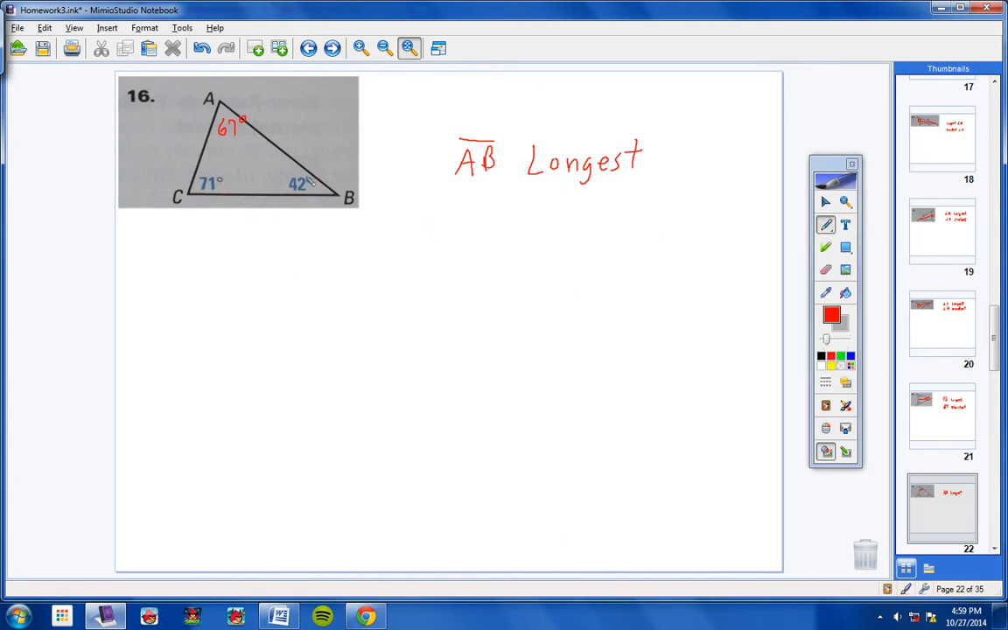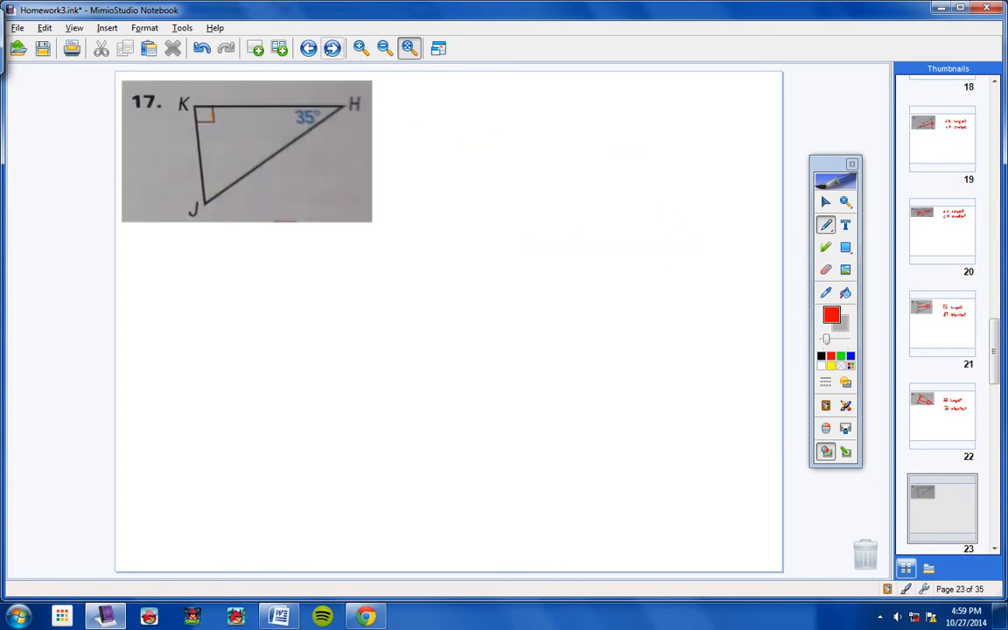Now let's circle the smallest angle, which is this angle here, and then go straight across to this side over here, which is side AC, and side AC must be the smallest, or the shortest, I guess I'll say. Side AC is the shortest side because it is across from the smallest angle. Alright, number 17. We're missing an angle here.